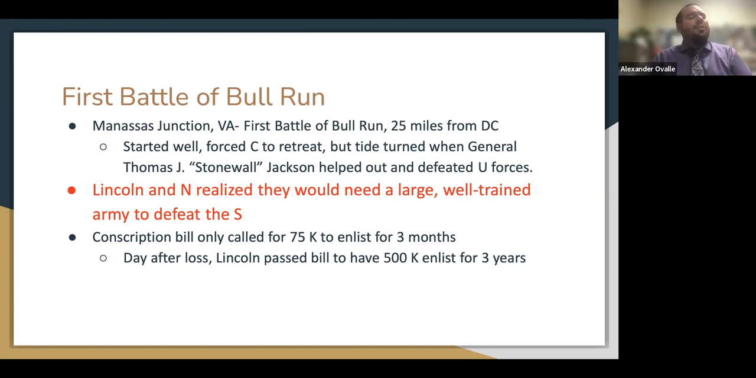So a conscription bill had only called for about 75,000 Union people to enlist for 3 months. The day after this loss, Lincoln passed the bill to have 500,000 enlist for 3 years. Wow, that's a change.